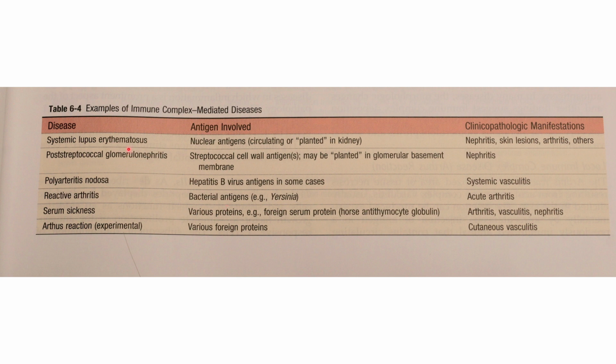Post-streptococcal glomerulonephritis: streptococcal cell wall antigens can be planted in the glomerular basement membrane. Polyarteritis nodosa involves hepatitis B virus antigens. This is not always common. You get systemic vasculitis from that. Reactive arthritis, serum sickness, and the Arthus reaction, which is seen with various foreign proteins, and you get cutaneous vasculitis from that.